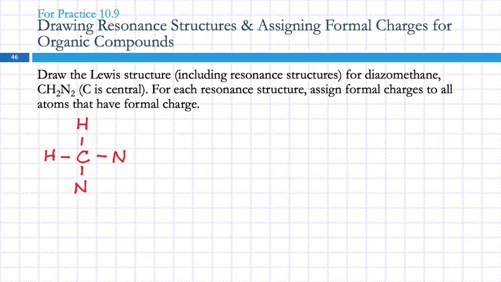We have 2 nitrogens, right? They each have 5 valence electrons. We have 1 carbon with 4 and 2 hydrogens with 1. So that's 10 plus 4 plus 2, 16 valence electrons. So we got 2, 4, 6, 8, 10, 12, 14, 16.